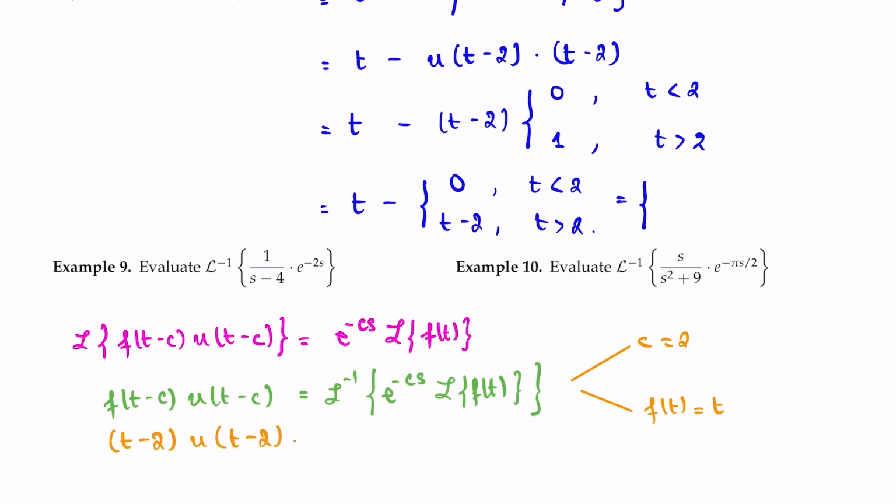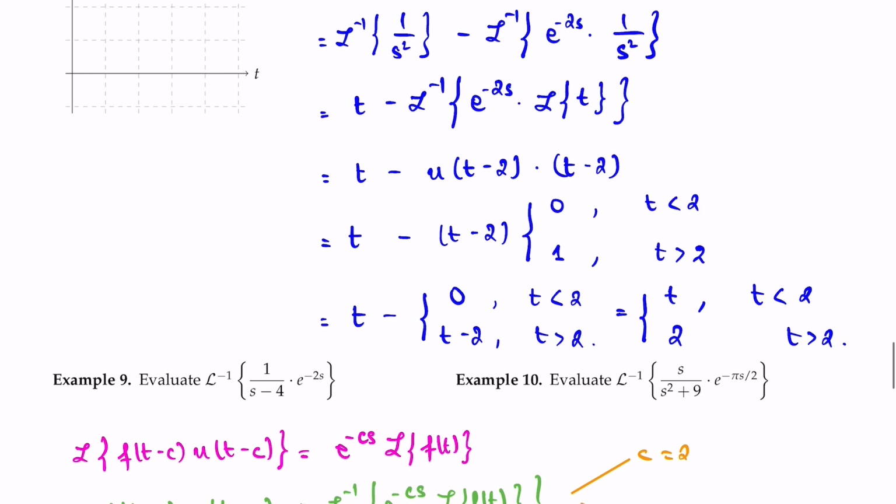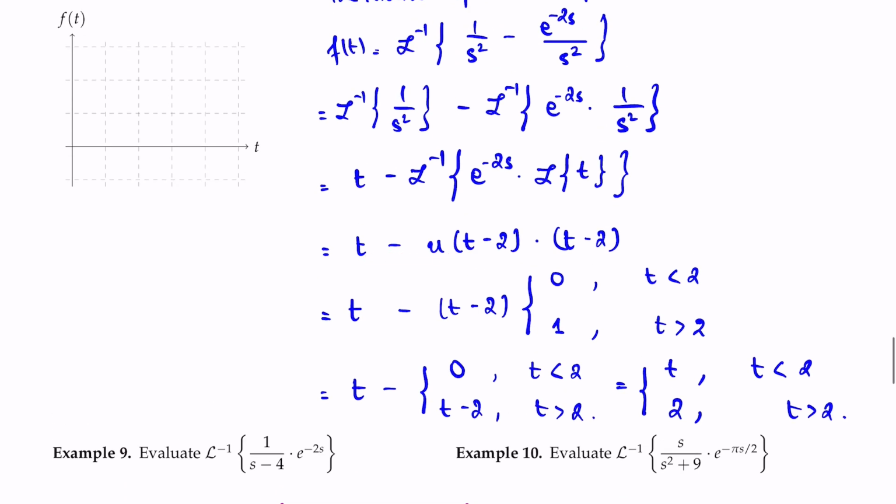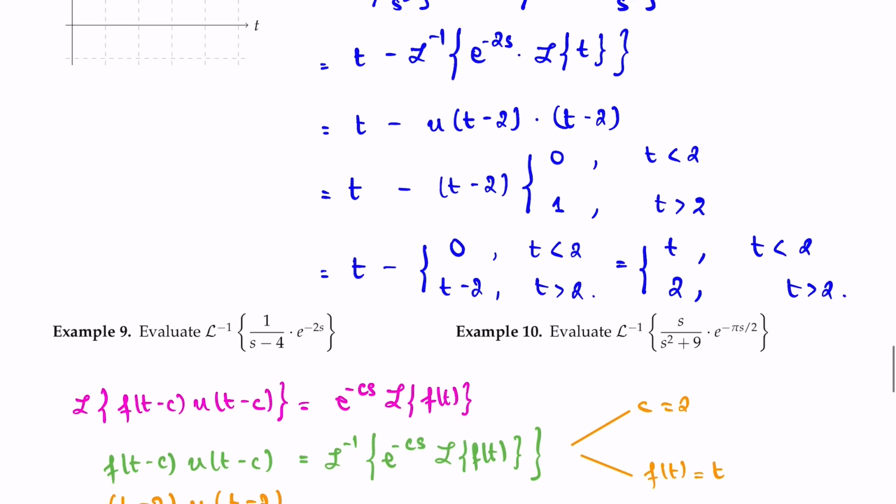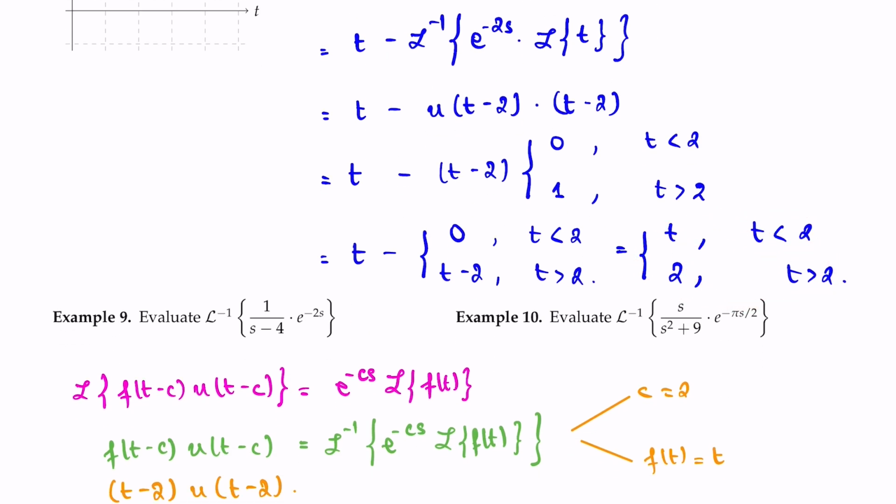And then combine this together. So t by itself indicates that over the interval from negative infinity to positive infinity the function is t. Right? So that's why we can write it like that. And then t minus 0 is t when t is less than 2. And then you have t minus (t minus 2), so t minus t plus 2 for t greater than 2. t minus t plus 2 is just 2. So in terms of piecewise defined functions, this t minus u of t minus 2 times t minus 2 is written in this way. So t when t is less than 2 and the function is equal to 2 when t is greater than 2.